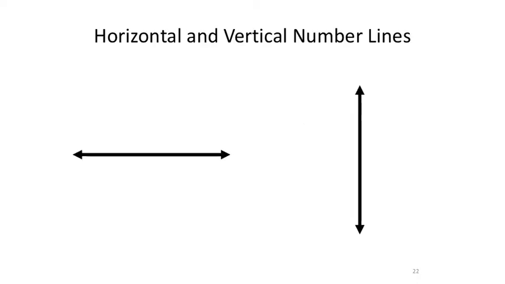1.1 graphs. This is kind of a review of stuff that you've seen already. Now, graphs, though, are made up of horizontal and vertical number lines. Horizontal, of course, left and right. Vertical, straight up and down.